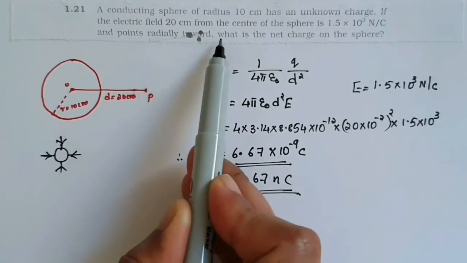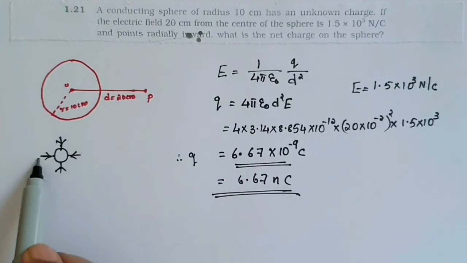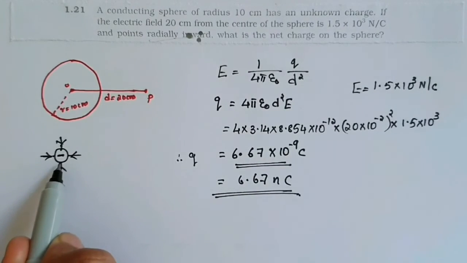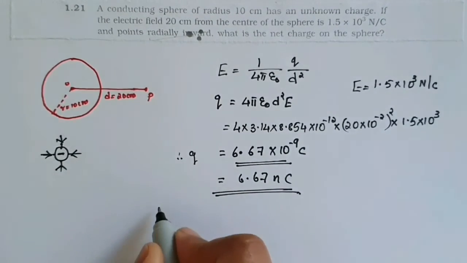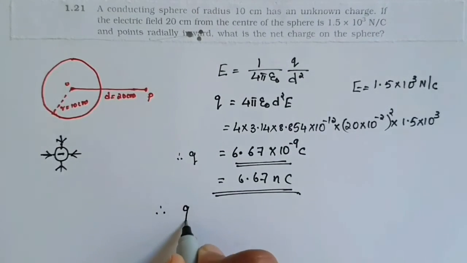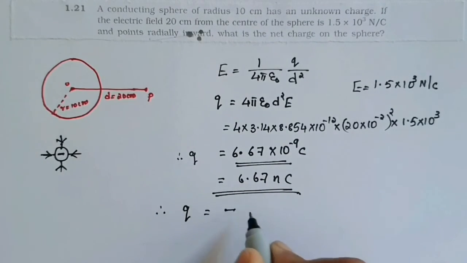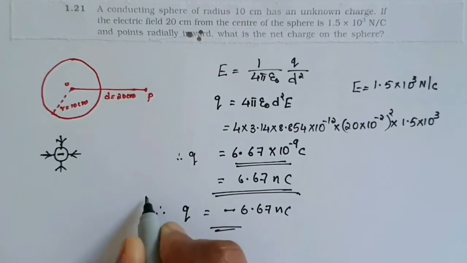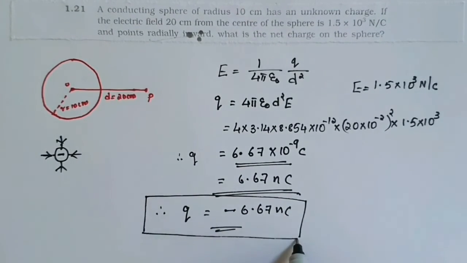Since the electric field is acting radially inwards, so what kind of charge is this? This is a negative charge. For a negative charge, the electric field is acting towards the charge. Therefore, the charge on the sphere is minus 6.67 nano coulomb, because this is a negative charge.